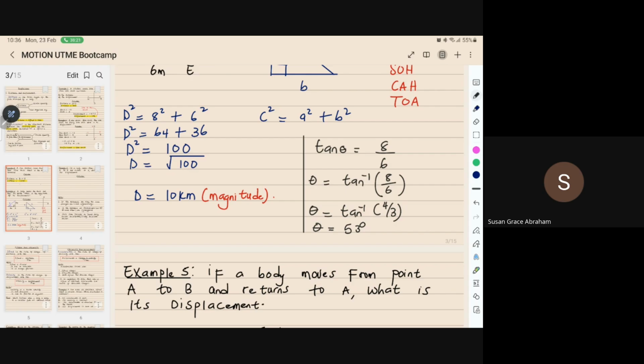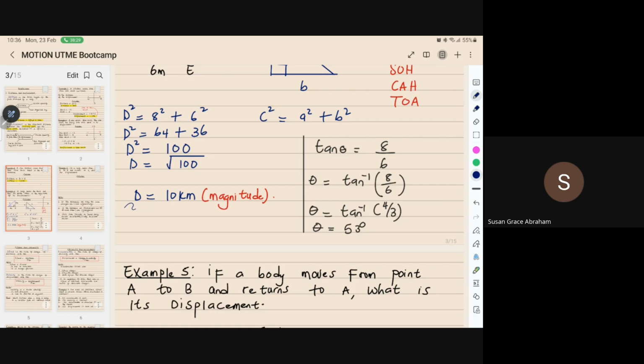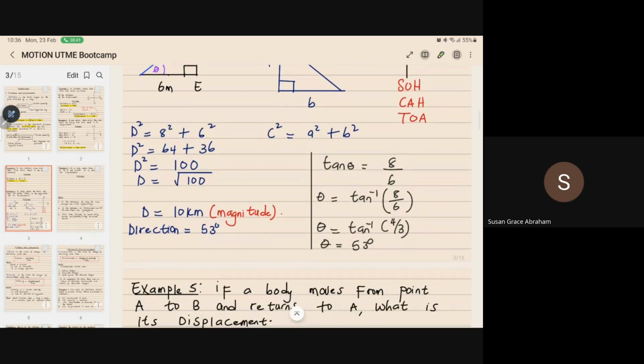So D, the displacement, is equal to 10, and then the angle or the direction is equal to 53 degrees to the north. You take a reference there.